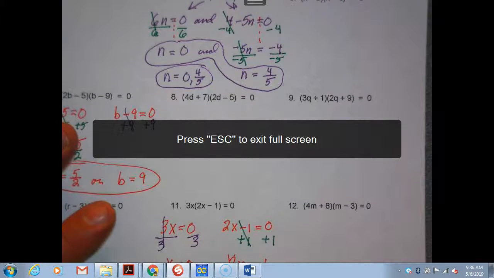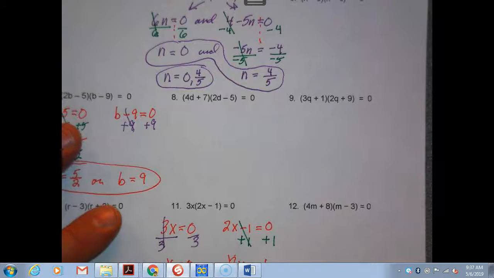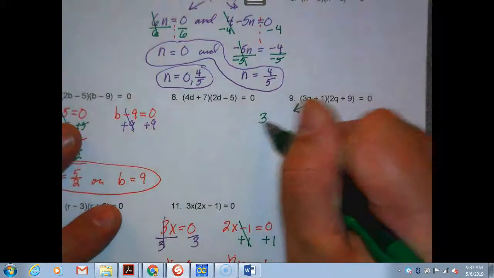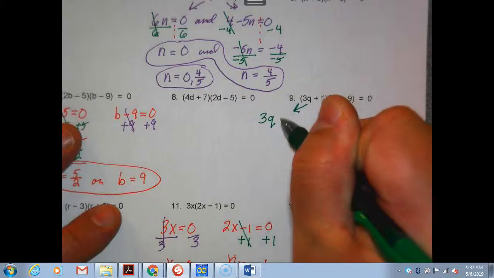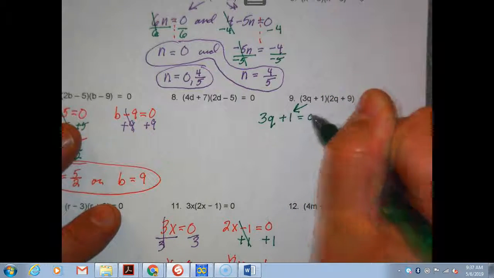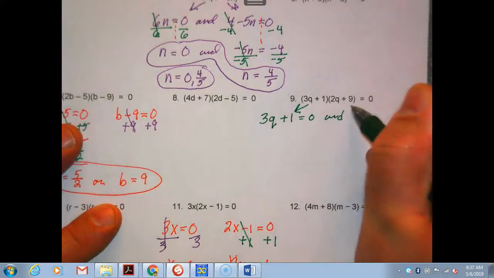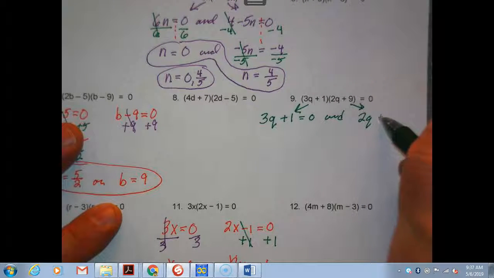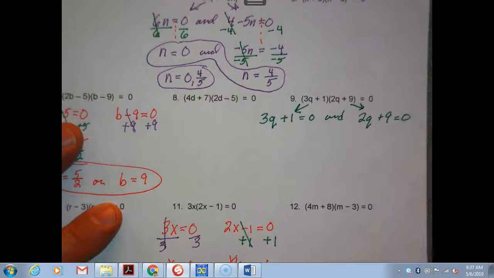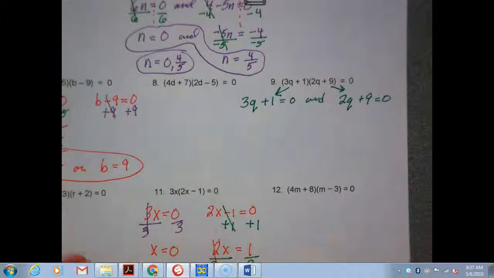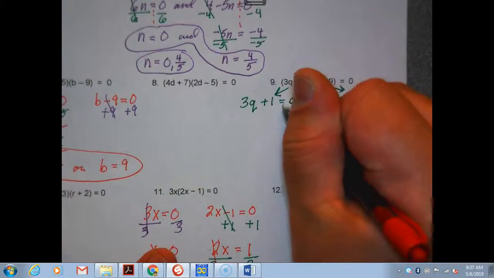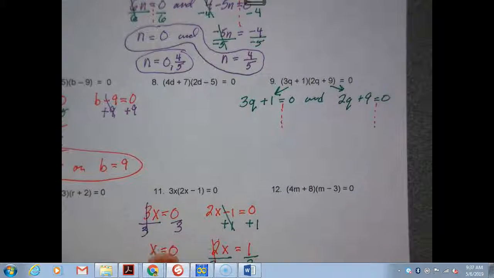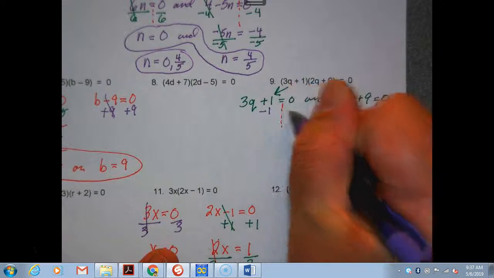This is already factored. So we're going to set each one equal to 0. Set this factor equal to 0, and set this factor equal to 0. Solve each one of those equations. Okay, I'm going to subtract 1 from both sides.